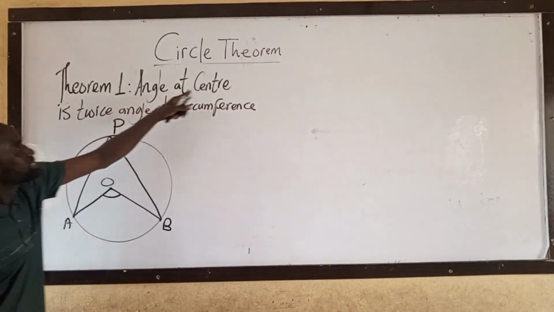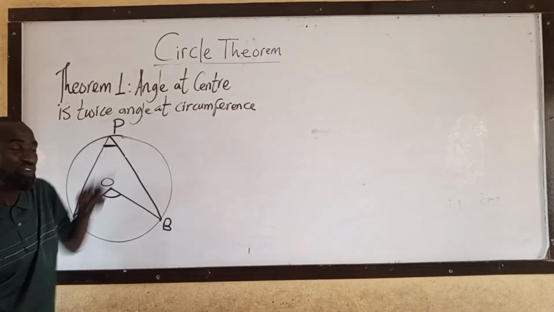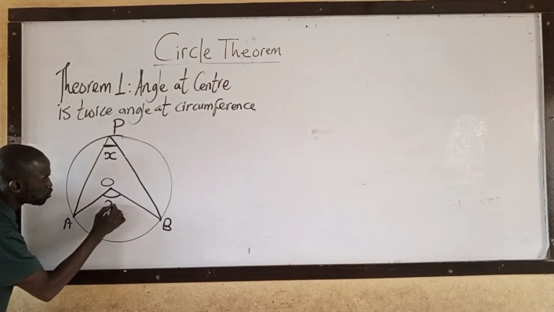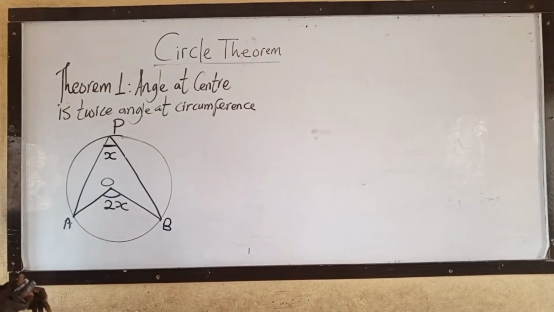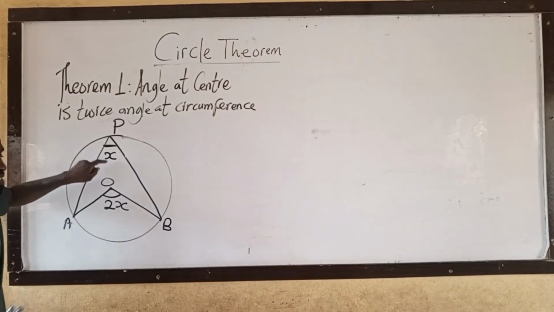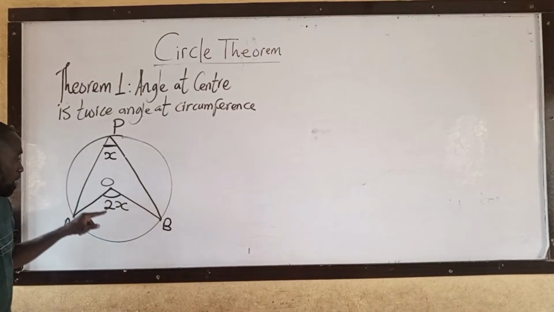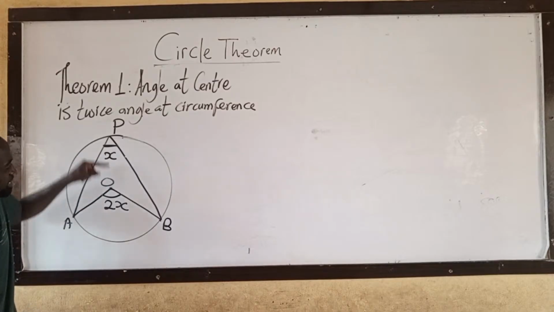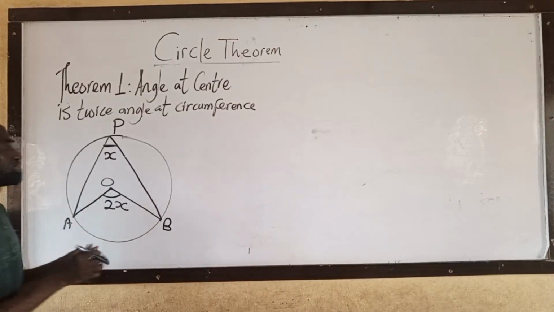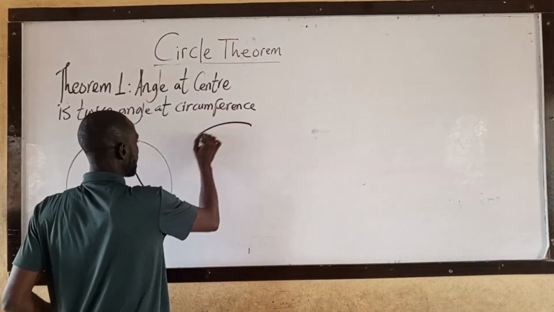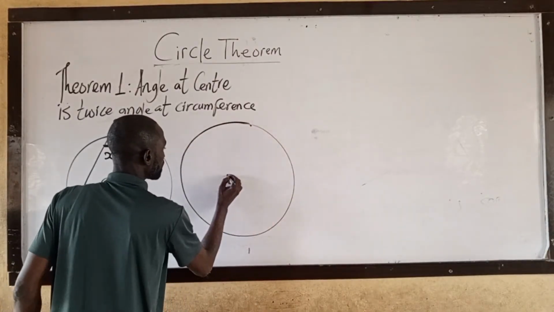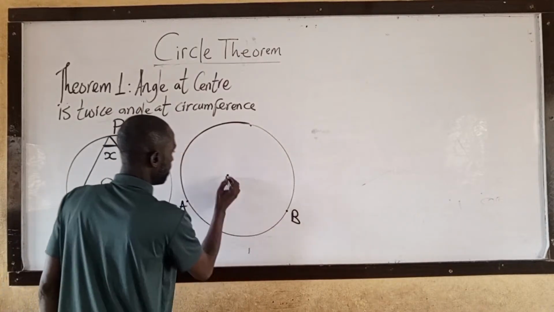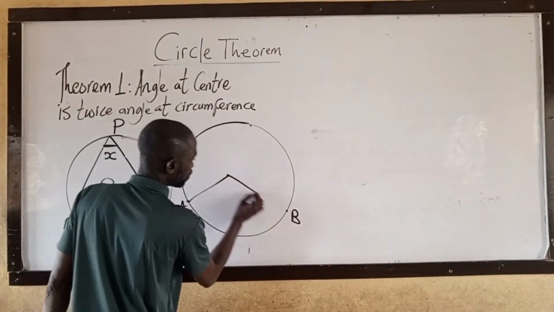You say angle at center is twice angle at circumference. If x is the angle at the circumference, this one must go up to 2x. Take note of that. Angle at center is bigger than angle at circumference by a factor of 2. Are you with me? So angle at center is twice angle at circumference. We can equally have it like this. The way is just to spot the work. The arc AB travels to this point.